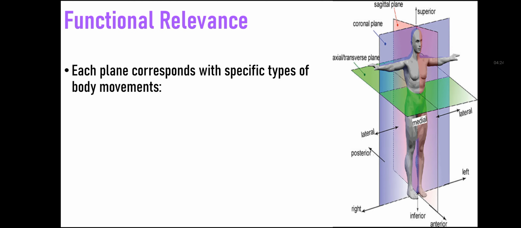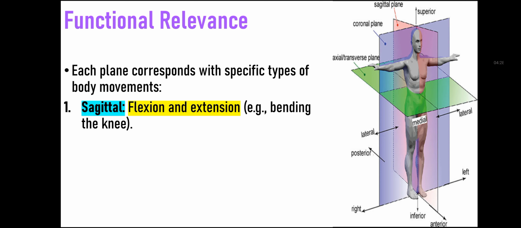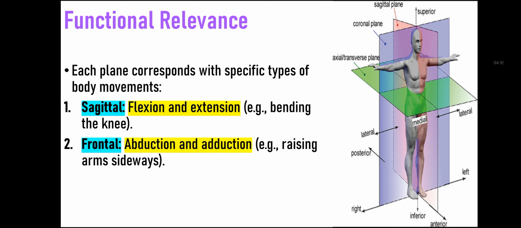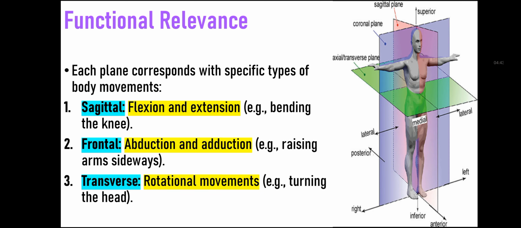Let's talk about the functional relevance of these anatomical planes. Each plane corresponds with specific types of body movements. Like the sagittal plane, there is flexion and extension movement related to it, for example bending the knee. Second is the frontal plane. The movement related to it is abduction and adduction. Third is the transverse plane, and the movements related to it are rotational movements.